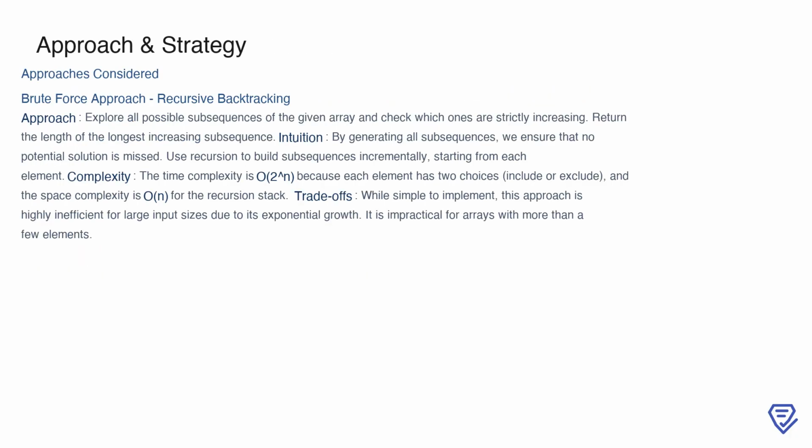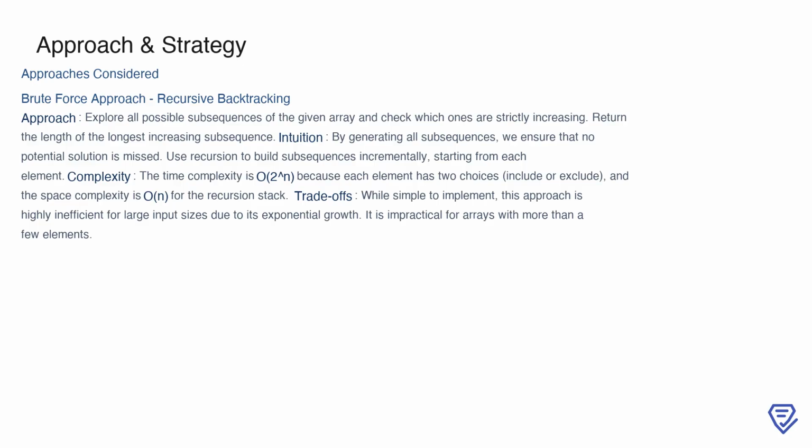To begin, let's consider the brute force approach using recursive backtracking. The idea here is to explore all possible subsequences of the given array and check which ones are strictly increasing. By generating all subsequences, we ensure that no potential solution is missed. We can achieve this by using recursion to build subsequences incrementally, starting from each element.